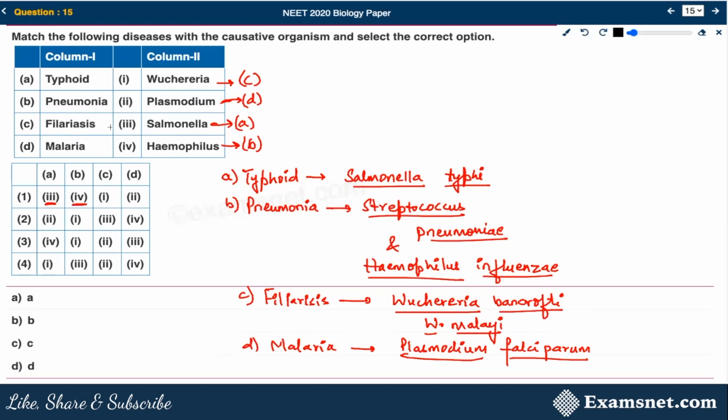Then C, filariasis, is going to go with the first option, and D is going to go with the second option. So here will be the case. All right. So with this, we come to know that option A is the correct answer. This one, entire option. All right. So this is the case.